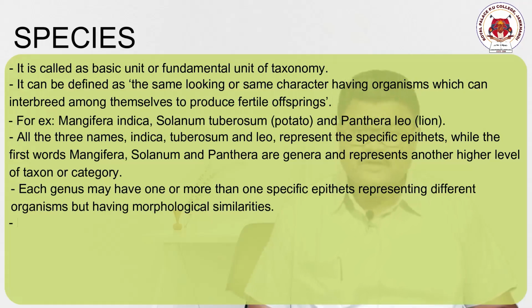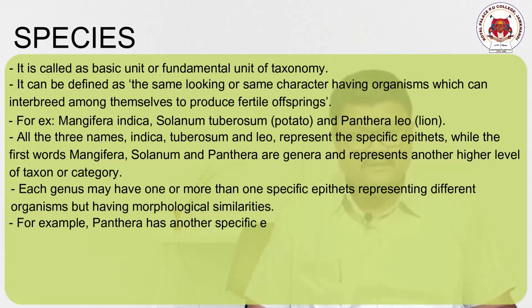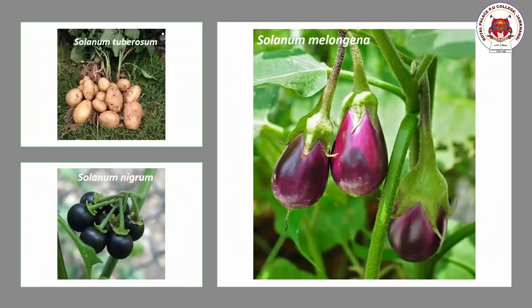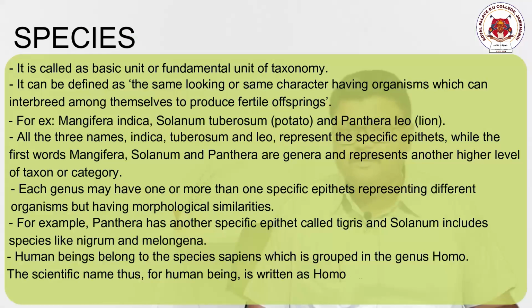If you take the example of Panthera as a genus, it will not contain only Panthera leo as a species. It might contain other species also, such as Panthera tigris. Taking another example, the genus Solanum will also have other species called Solanum nigrum and Solanum melongena. We can even go for our own example, that is Homo sapiens.